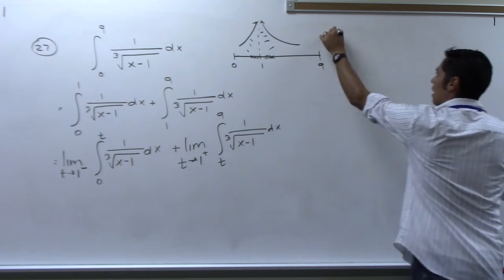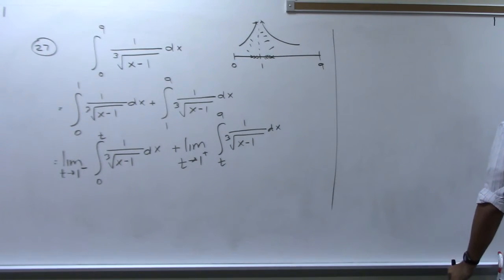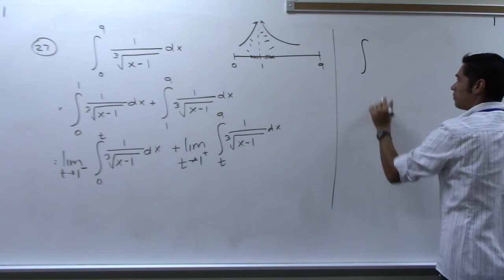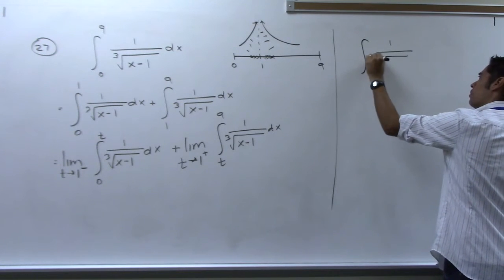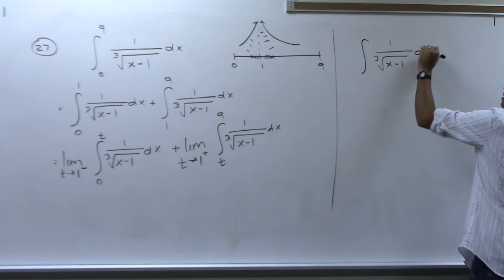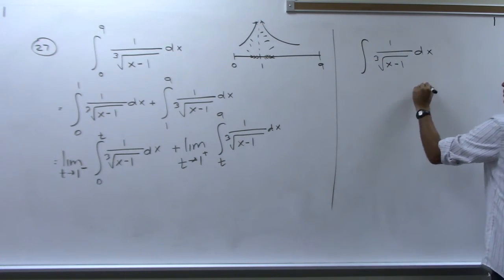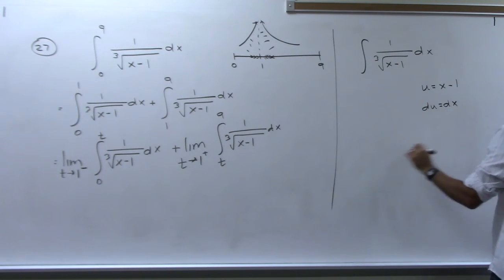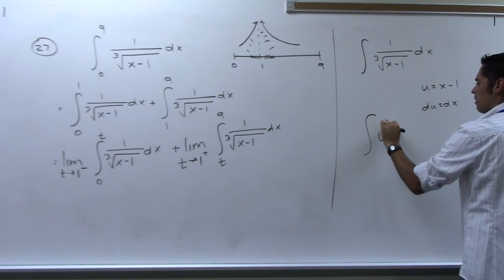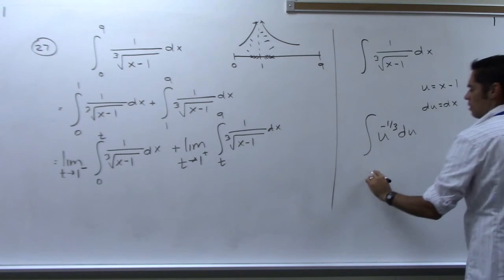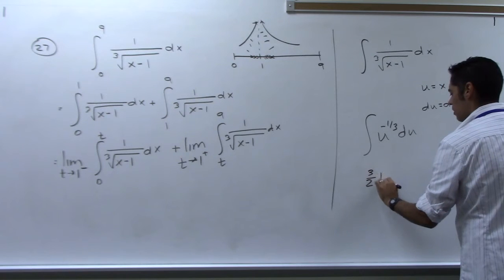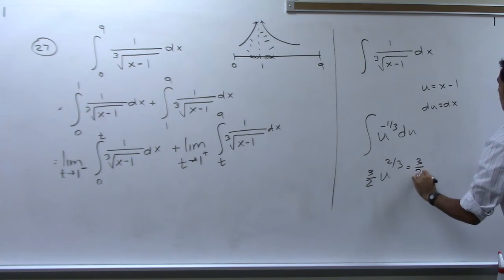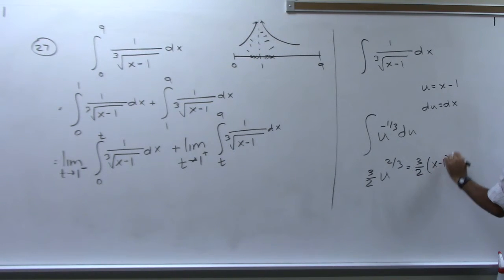Now, I need to figure out what that antiderivative is. Integral 1 over cube root of x minus 1. This is a basic u sub. U is x minus 1, du is dx. This becomes integral u to the negative 1/3 du, which is going to be 3/2 u to the 2/3, which is 3/2 x minus 1 to the 2/3.